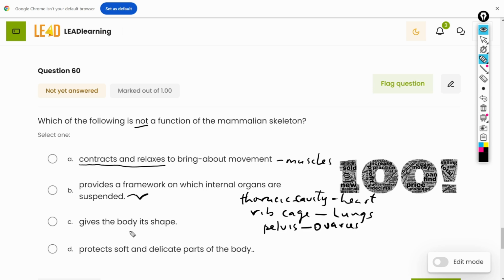It gives the body its shape. Yes, skeletons give the body shape. Just imagine your body without a skeleton. Option D, protects soft and delicate parts of the body. Yes, this is also a function. For example, the cranium or the skull protects the brain. So our answer that is not a function of the mammalian skeleton is option A, based on the information available to us.